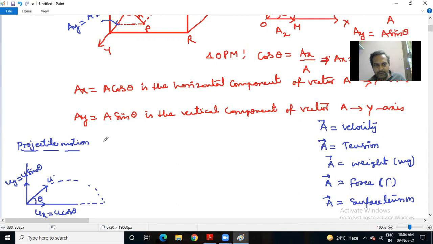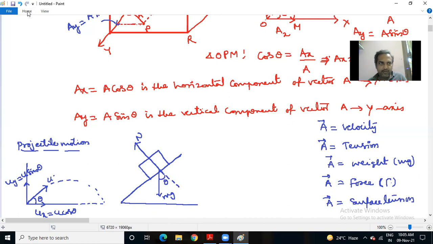Suppose in Newton's laws of motion, there is a concept that when a body moves on a rough inclined plane, there is resolution of the weight of the body. Suppose this is the block, there will be a normal reaction perpendicular to the surface of contact. Then weight acts vertically downwards. So the normal reaction is making an angle theta with mg.